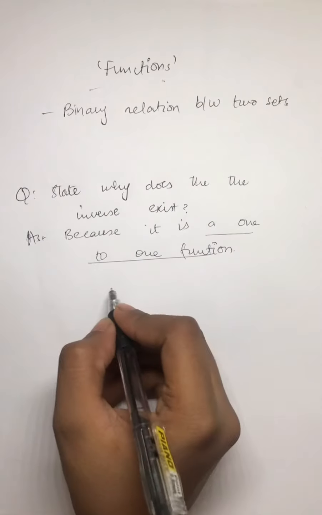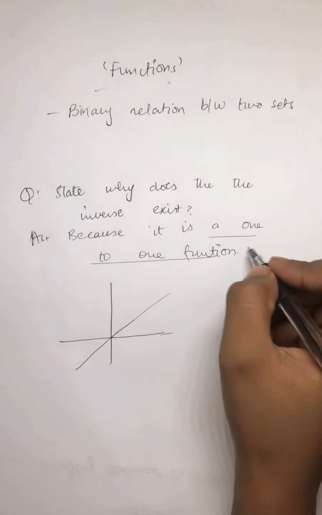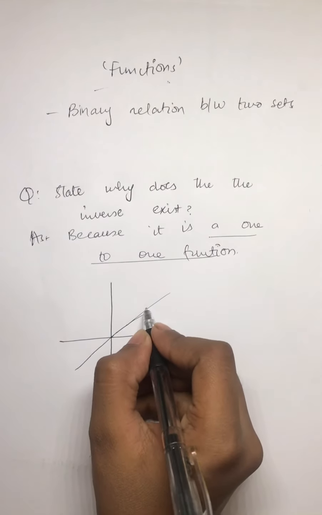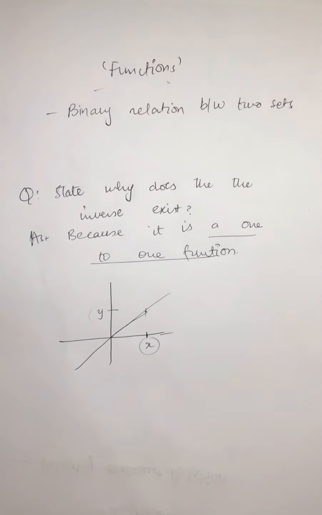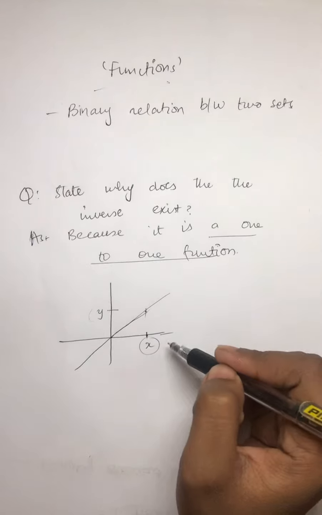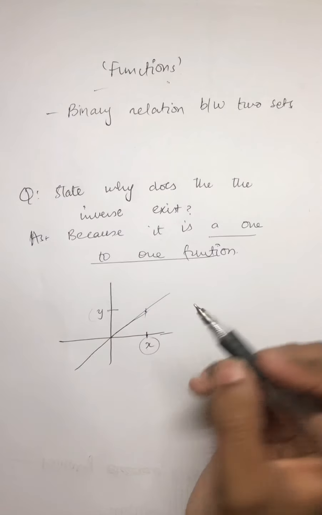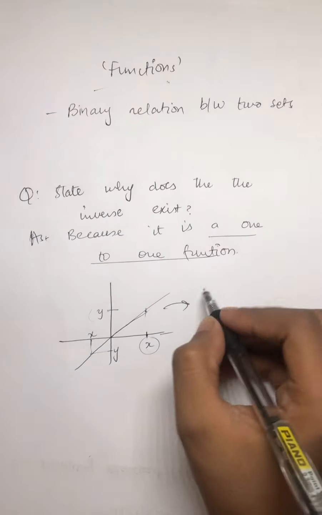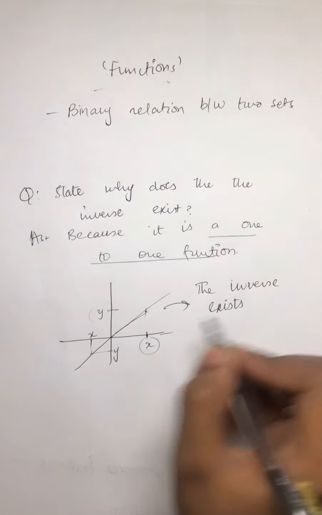So let's take an example of a straight line graph. If you notice, there is exactly one value of y for this value of x, so we can say that the inverse of the function exists if there is only one corresponding value of y for the x, or for the x there is only one y. If for this value of x there is only one value of y, the inverse exists in this case, right?